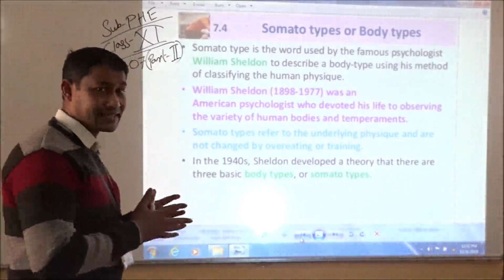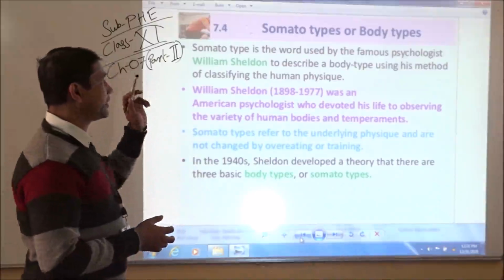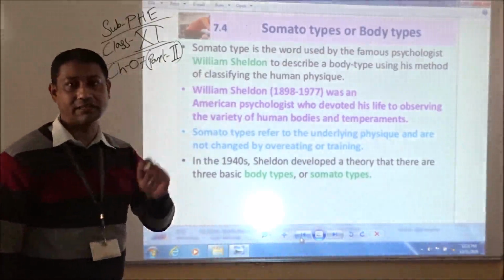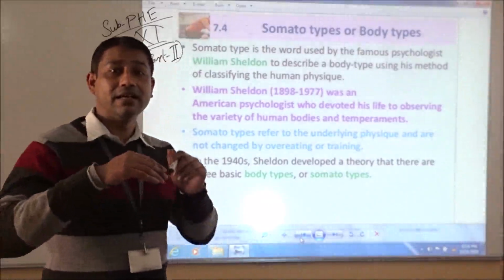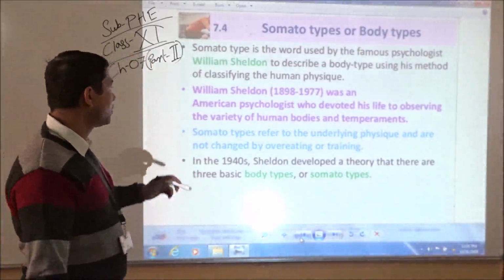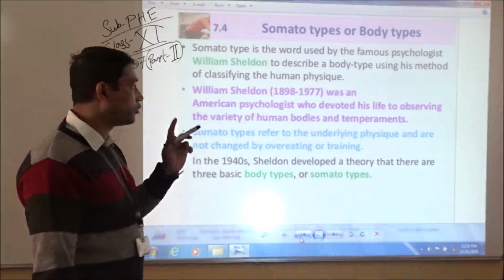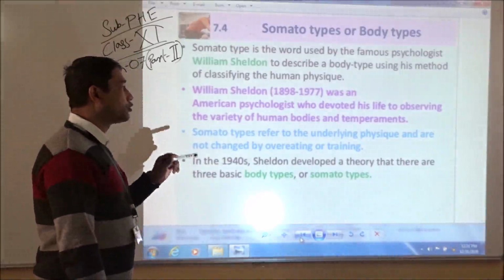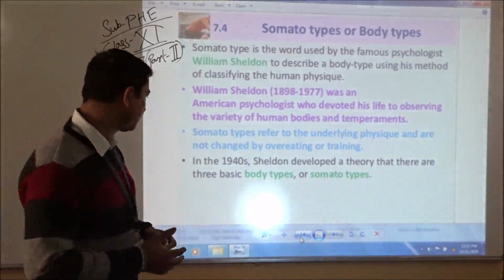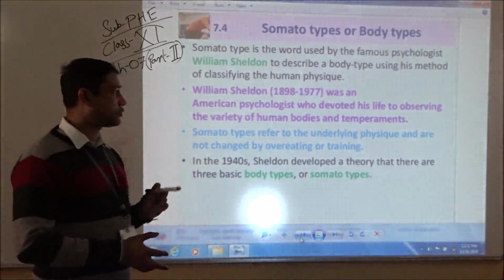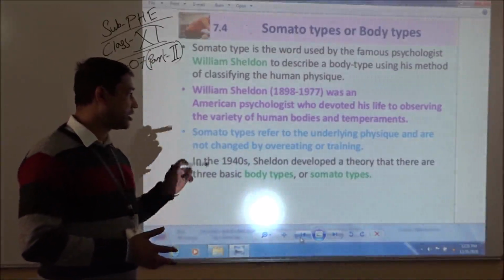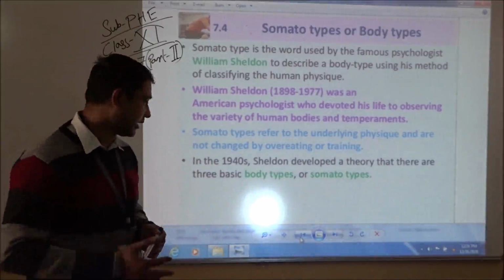So let's discuss somatotypes. Somatotype is the word used by the famous psychologist William Sheldon. William Sheldon has given his own classification of different body types. He was an American psychologist who devoted his life to observing the variety of human bodies and temperaments. Somatotypes refer to the underlying physique and are not changed by overeating or training.